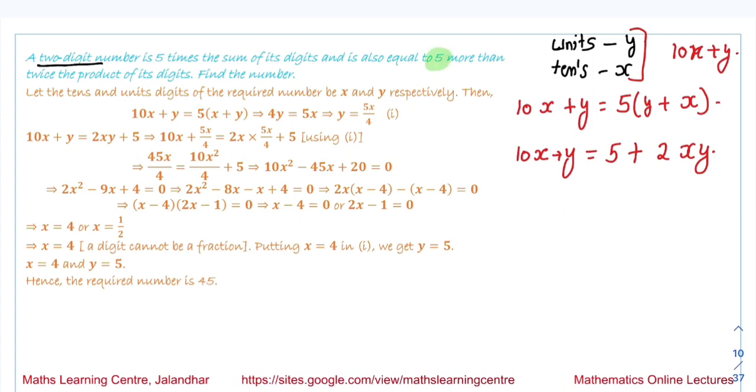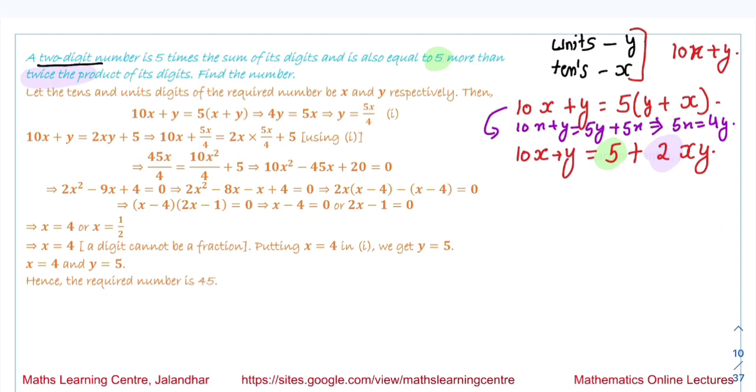This is 5 more than twice the product of digits. This 2 is there. Now if you look at this first equation, what we get is that 10x plus y is equal to 5y plus 5x. So this gives us 5x is equal to 4y.